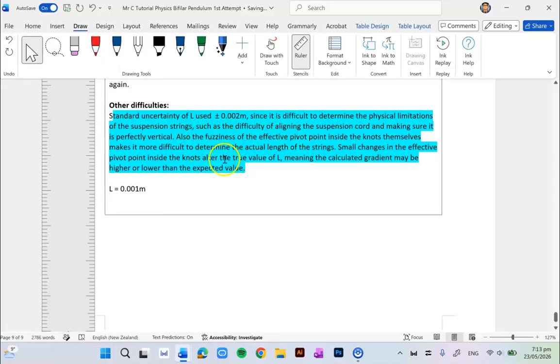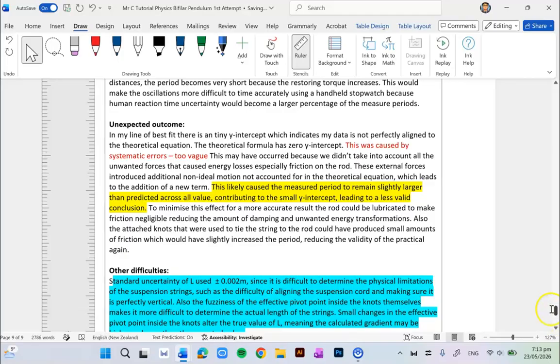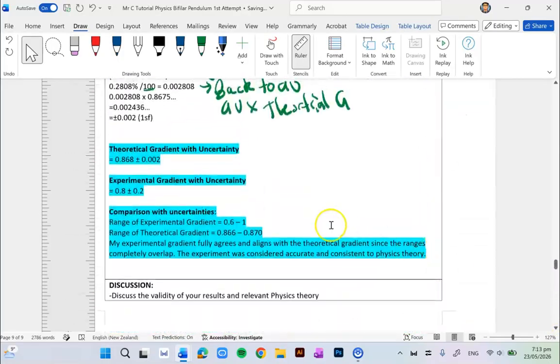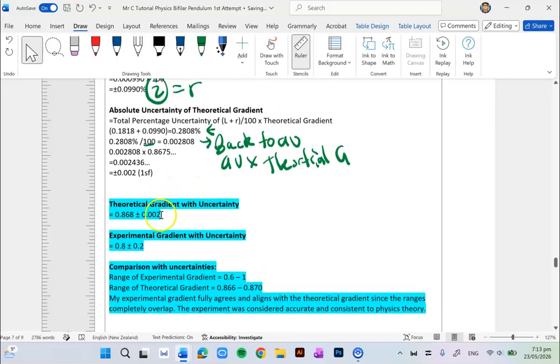And talking about here how the calculated gradient may be higher or lower than the expected value, especially when you plug in, when you're comparing the gradients here, right? This uncertainty is going to be a bit different depending on the standard uncertainty.